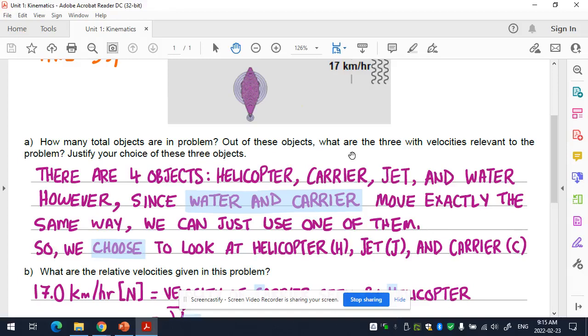Who's moving at 23 kilometers per hour? Or sorry, what is moving at 23 kilometers per hour? The what? 23 kilometers per hour. The jet. Does that make sense? The jet, not the ship, because the ship is already moving at what? 17. All right. Question. Who sees the jet move at 23 kilometers?